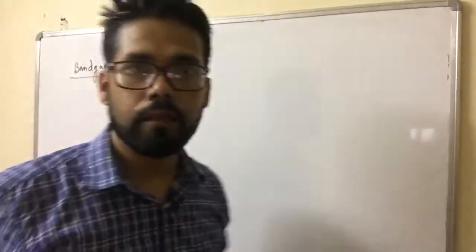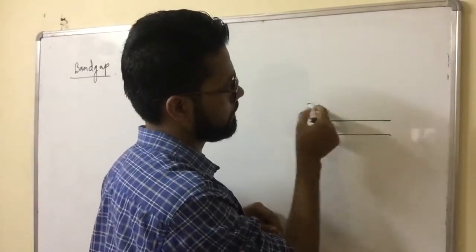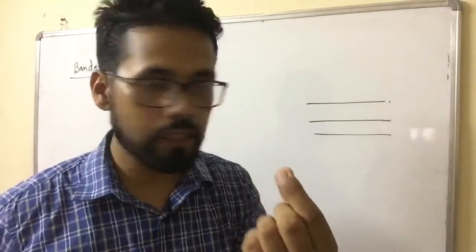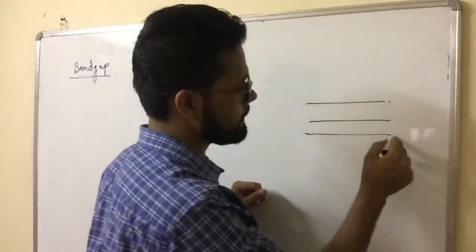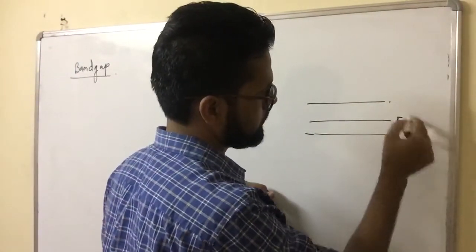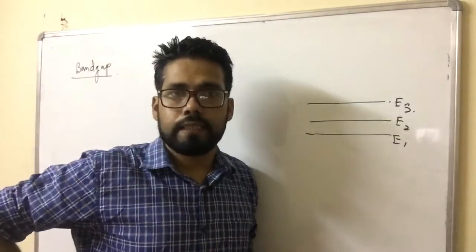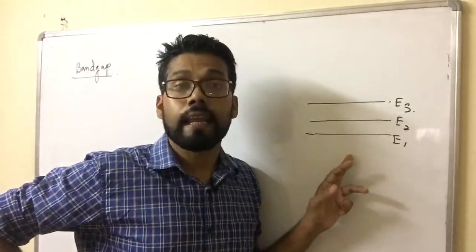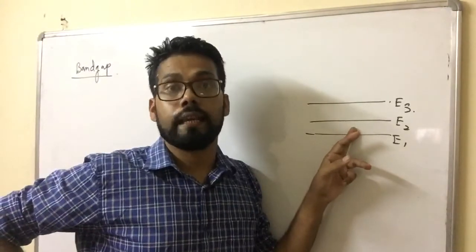In the microscopic scale, the energy levels of an atom are discrete. Suppose this is the energy level of one minute, microscopic particle, just similar to the electron. Then the energy levels are E1, E2, E3, and so on. So the energy levels of a microscopic particle are discrete, and there is a gap in between the energy levels. This gap is known as a band gap.